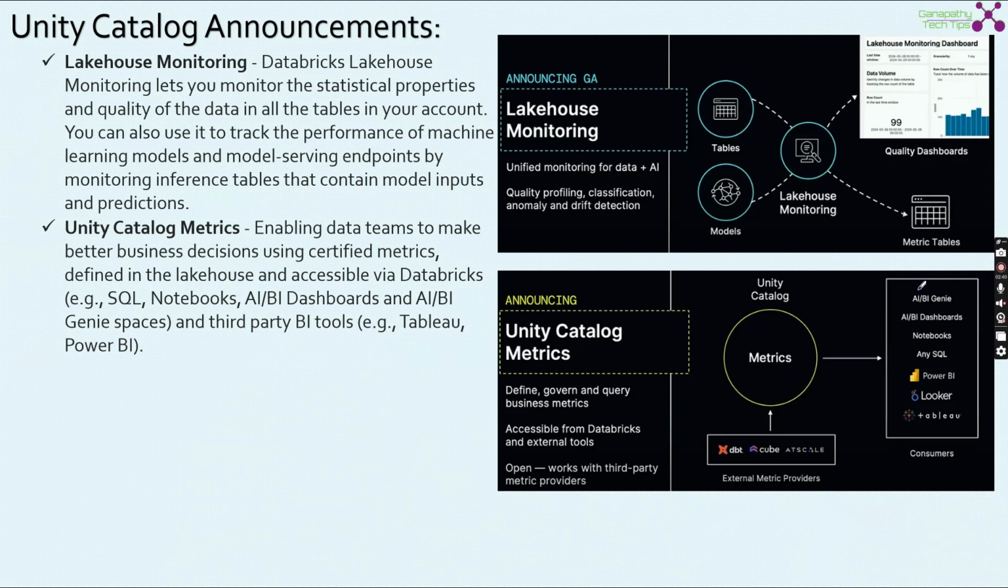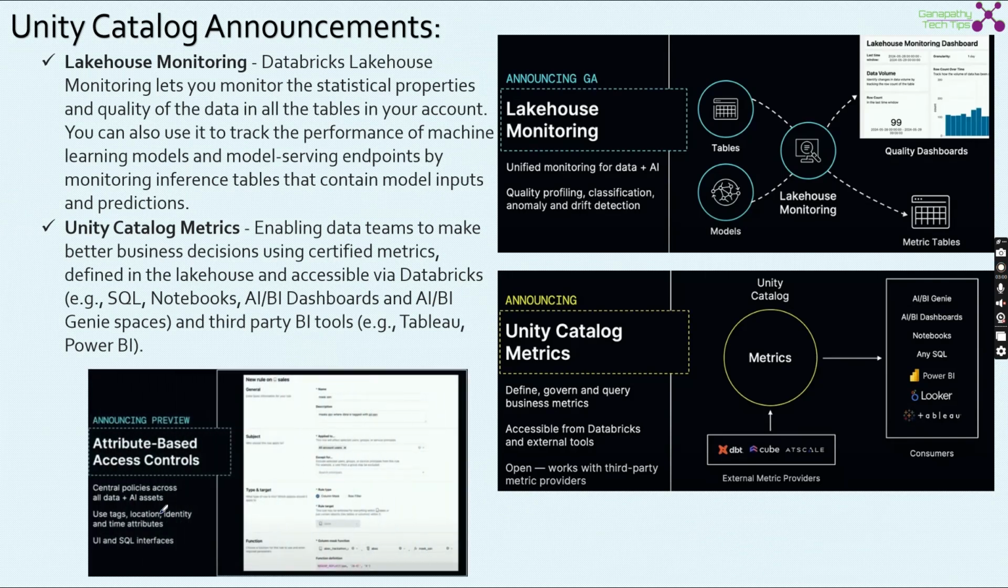You can even use AI/BI Genie, which we already discussed, AI/BI dashboards, which we already discussed, even within the notebooks, and you can use any of these SQL editors as well. These Unity Catalog metrics will enable the data teams to make better decisions using these certified metrics defined in the lakehouse and accessible via the Databricks ecosystem. All these things we already discussed.